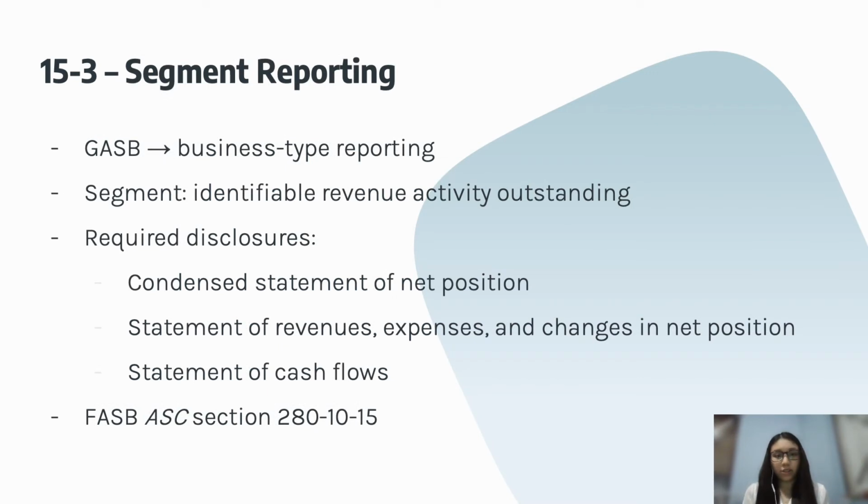Now we move on to segment reporting. As mentioned earlier, GASB requires public institutions to use business type reporting to present segment information in the notes to the financial statements. A segment is an identifiable activity for which one or more revenue bonds or other revenue-backed debt instruments are outstanding, and an example is revenue bonds for residence halls or bookstores. The required disclosures are listed here on the slide. Under FASB ASC section 280-10-15, private colleges and universities are exempt from segment reporting.